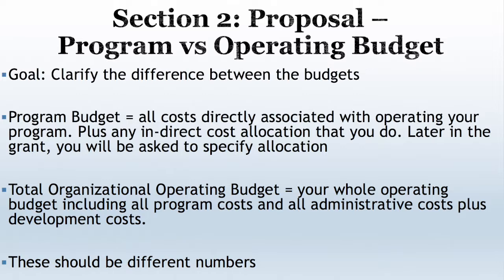For example, a lot of executive directors allocate part of their salary to the program costs. So this is different than your total organizational operating budget. This is your whole entire operating budget and includes all program costs, all indirect admin costs that are not allocated to programs, plus any development costs and any other costs that you incur. So the program budget and the total operational budget are different budgets, and they should have different numbers.